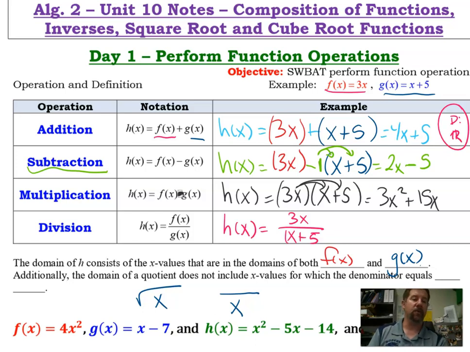Again, no square roots, no fractions, so I don't have to worry. No square roots, no fractions in our parent functions. We already talked about that. So again, the domain would be all real numbers. And this would also be true for the multiplication. The domain, no square roots, no fractions, domain is all real numbers, right?